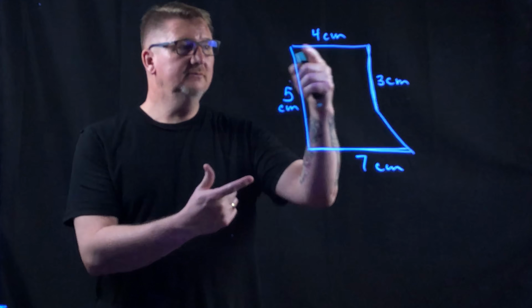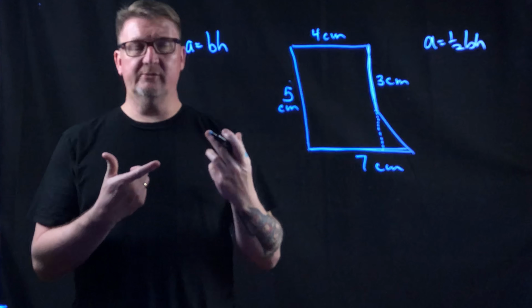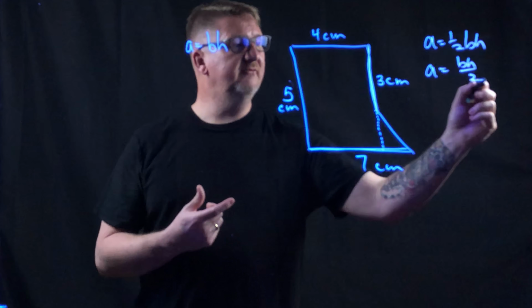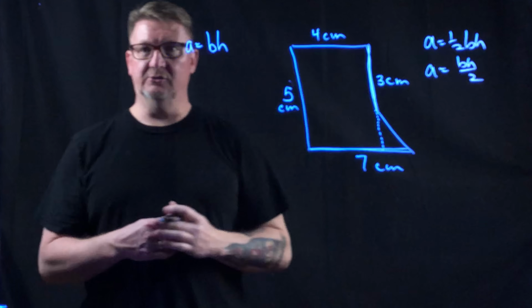Now I have to use the formula for both of these shapes. The area of a rectangle formula is area equals base times height. The area for a triangle is area equals 1/2 base times height, or as we were talking in class, area equals base times height divided by 2. You could use either one of those, does not matter. You're going to get the same result. Okay, let's start with the rectangle. That seems to be the easiest thing.